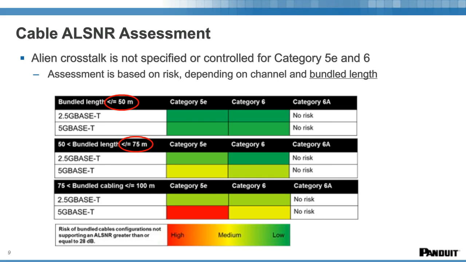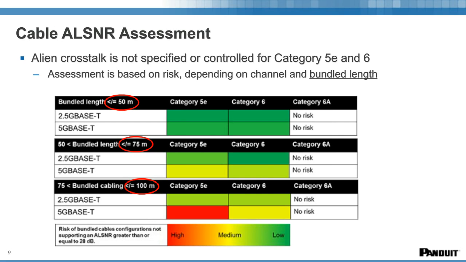But now we assess here again, Category 6A would have no risk because it's fully capable of multi-gig applications up to 10 gig. For 2.5 gig, you see some medium risk, and then on Category 5E with highly bundled long runs of cable, that's really where the most risk is. And so we'll talk a little bit more about that.